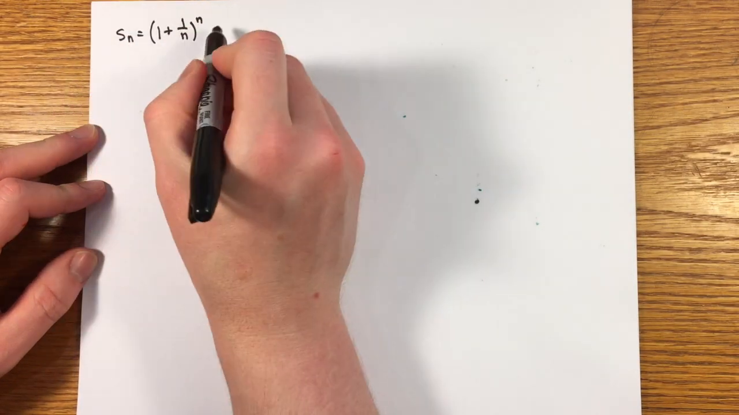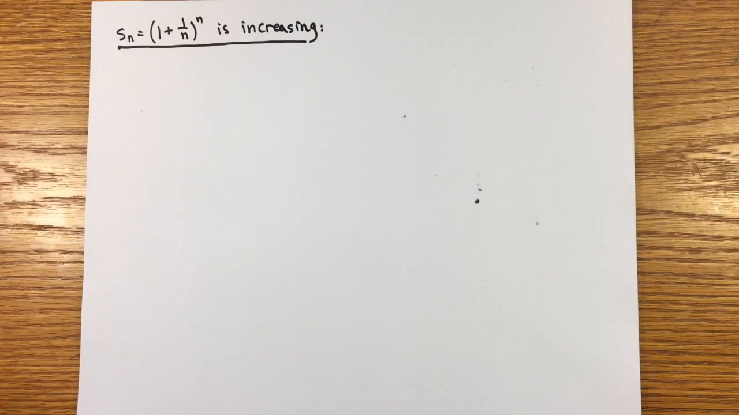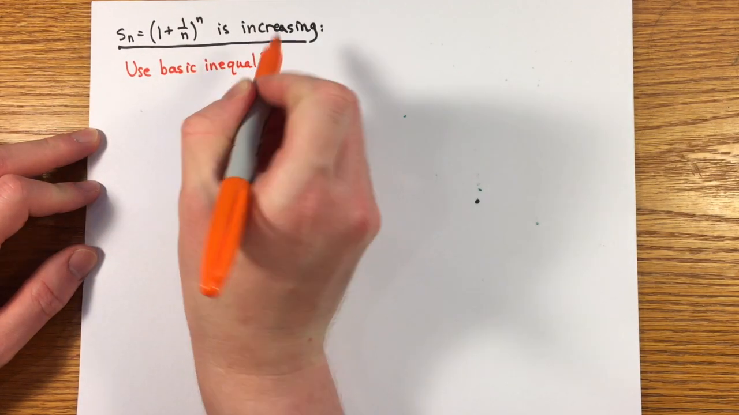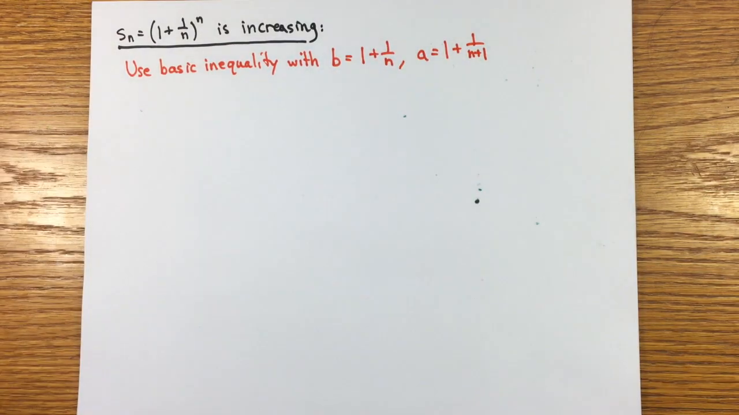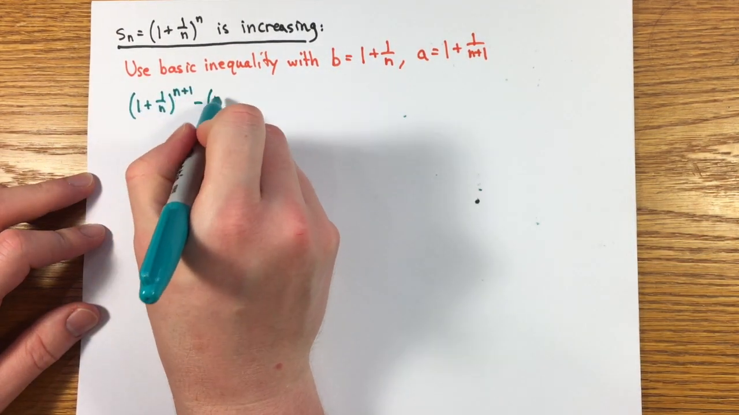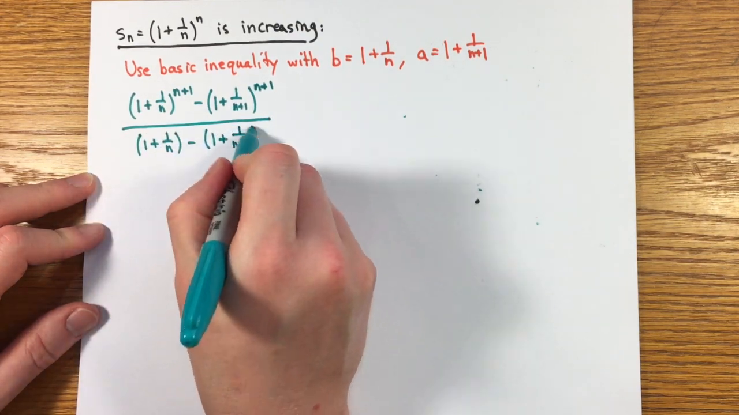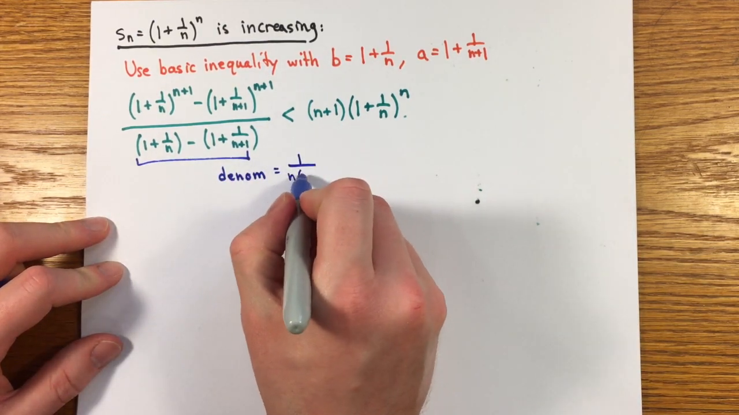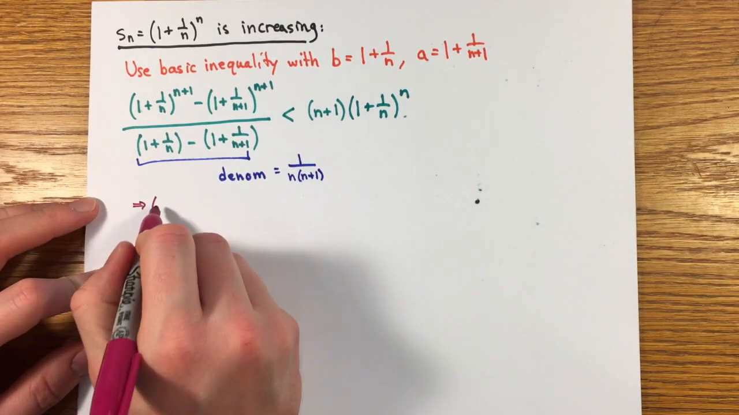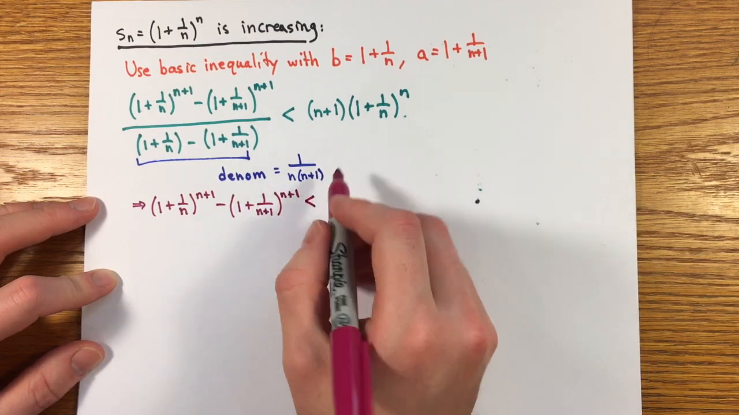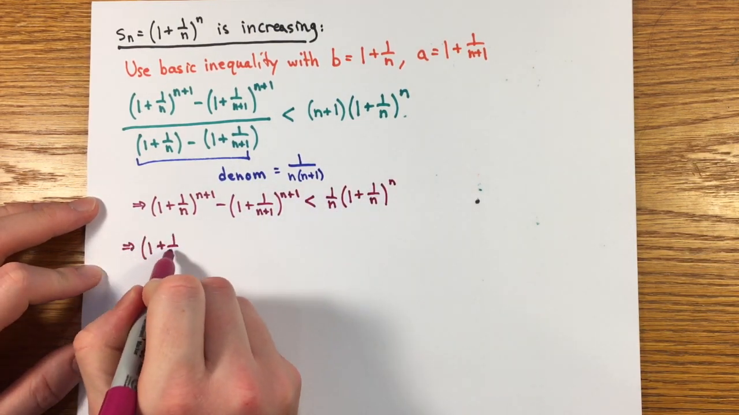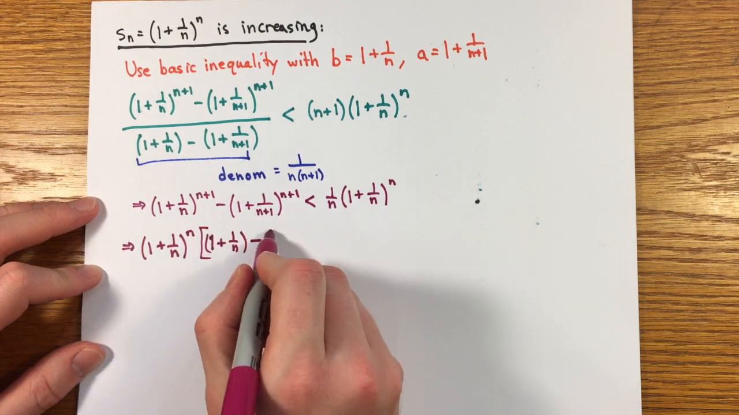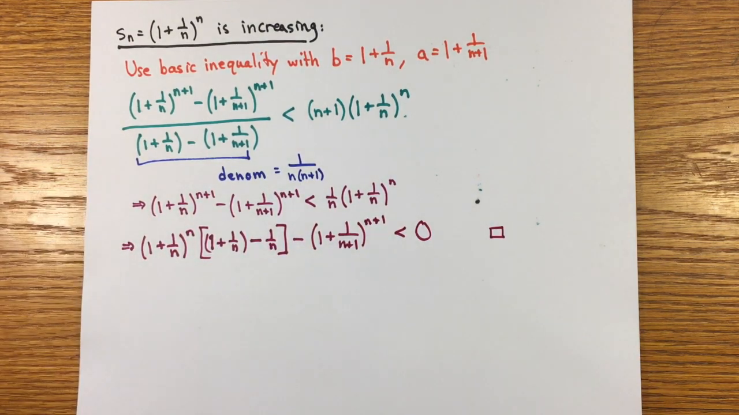So you could play around trying to show that the sequence (1 plus 1 over n) to the n is increasing. It's not obvious. 1 over n is getting smaller, so 1 plus 1 over n is getting closer to 1, but it's being raised to a higher power n. But it does fall out of the key inequality that we proved before. Take b equals 1 plus 1 over n, which is greater than a equals 1 plus 1 over n plus 1. Then the right-hand side of the key inequality says this. The denominator is 1 over n times n plus 1, so multiplying by that on both sides and subtracting the right from the left gives the inequality that we want.